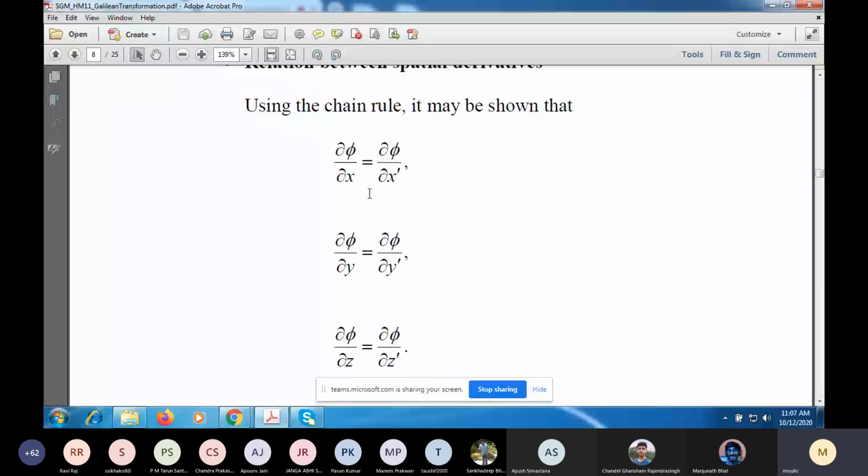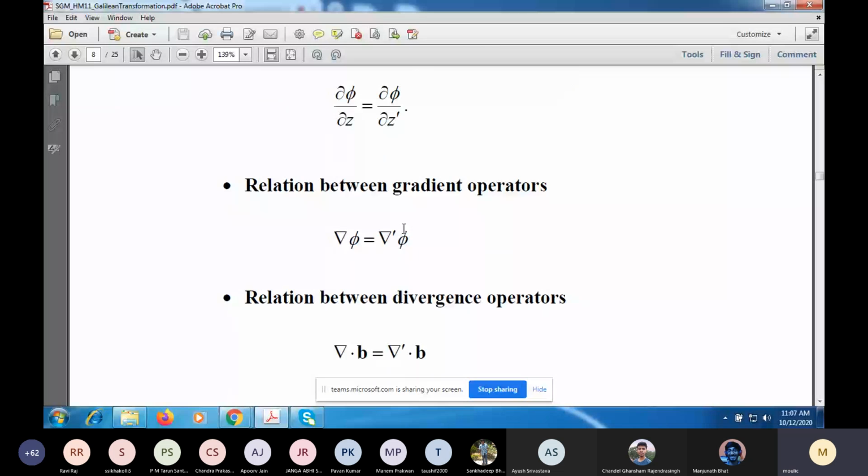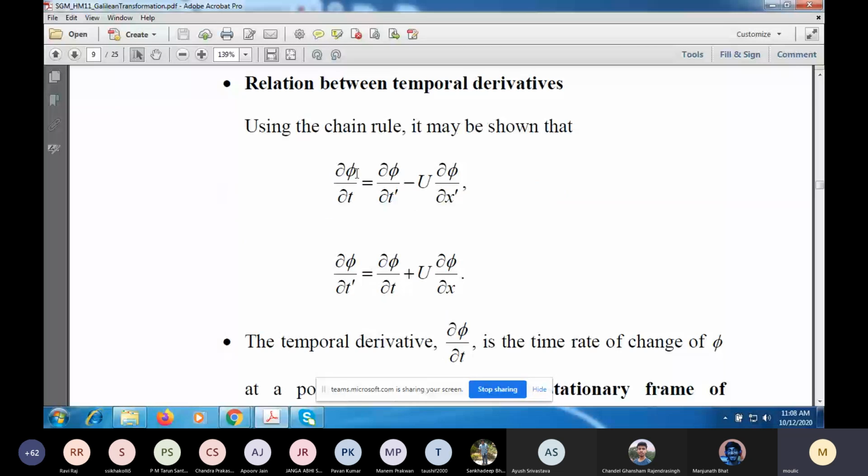So you can find very easily that the spatial gradients are the same. So the gradient operator and divergence operator are the same, but there's a difference in the temporal derivative. The temporal derivative in the stationary frame is the temporal derivative in the moving frame minus u times a convection term coming in, del phi del x. You can write it as del phi del x prime. This comes naturally when you use the chain rule, but del phi del x prime is the same as del phi del x.